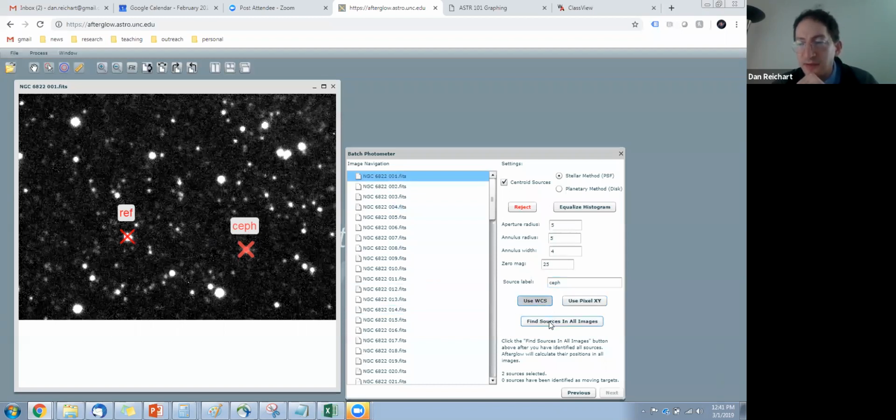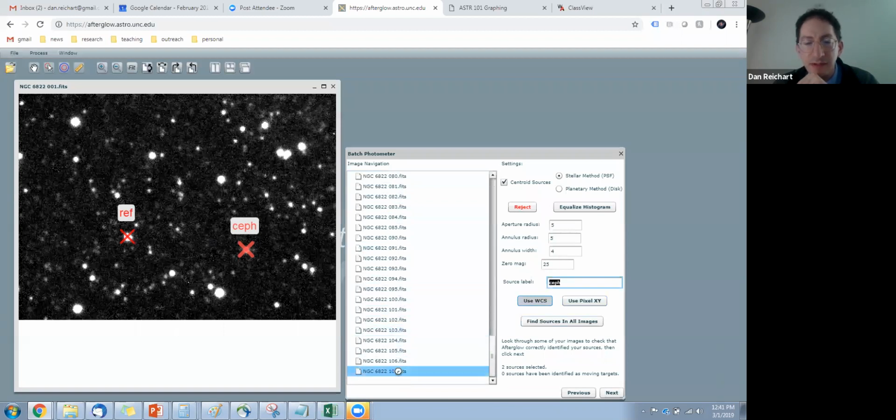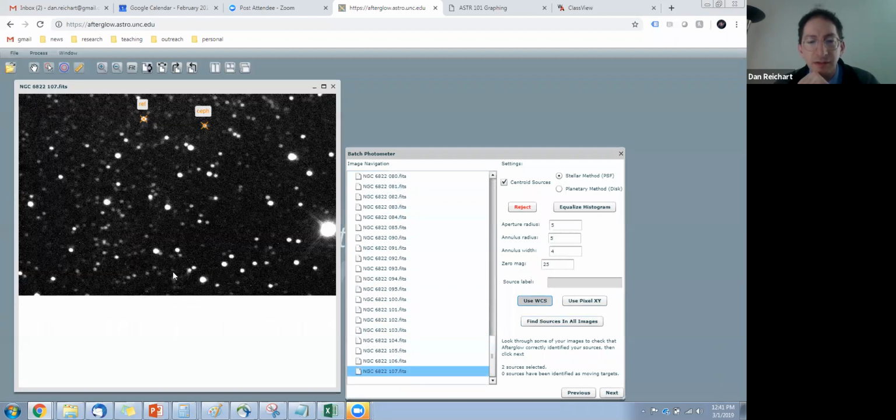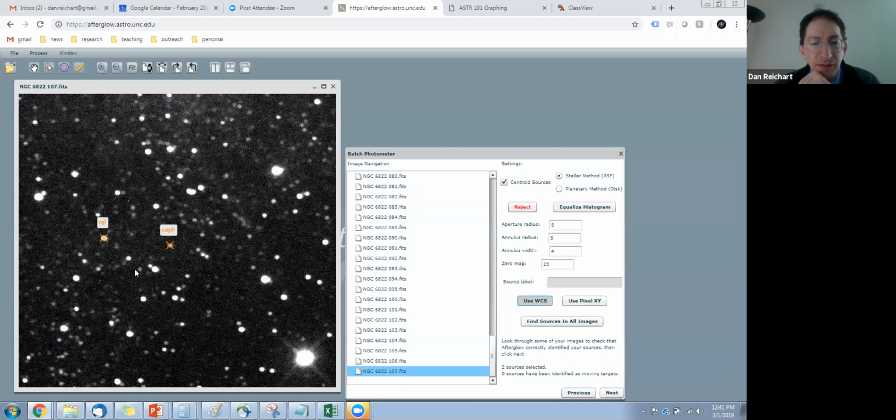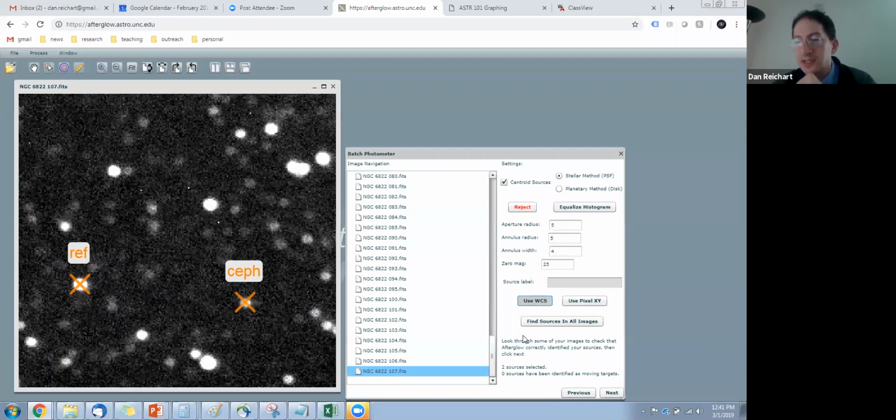Use WCS, find sources in all images. So now if I click any other one, I'll go to the end. Oh, here it is right there in the middle. So it found them because it used the WCS. Next.